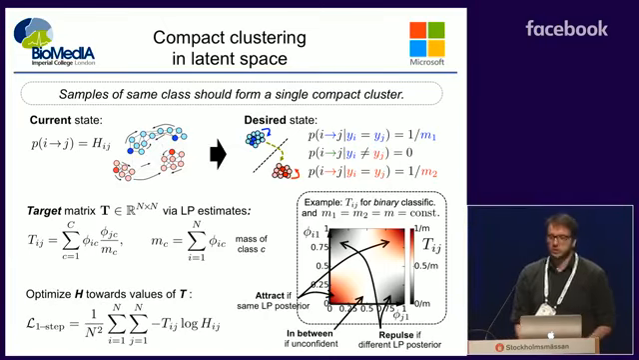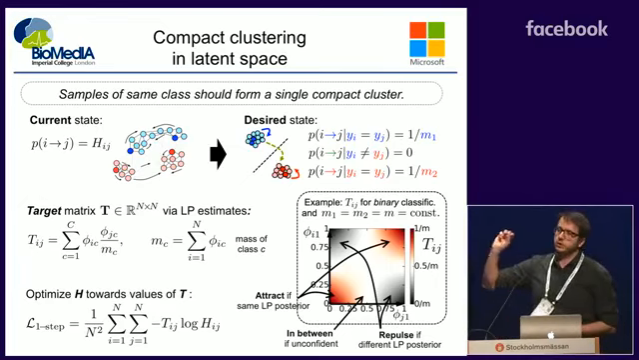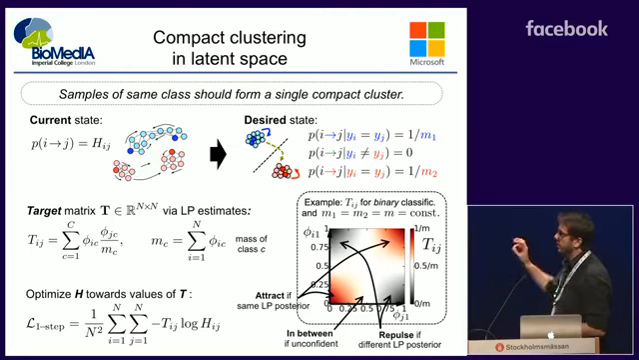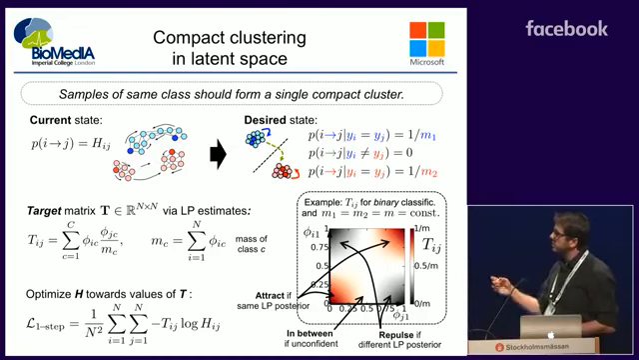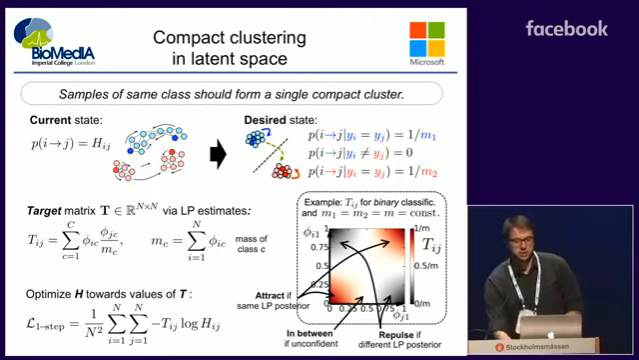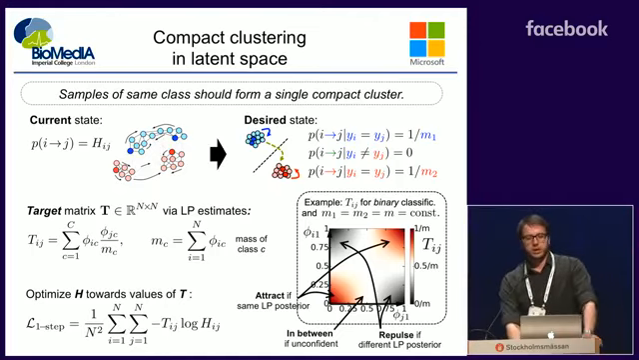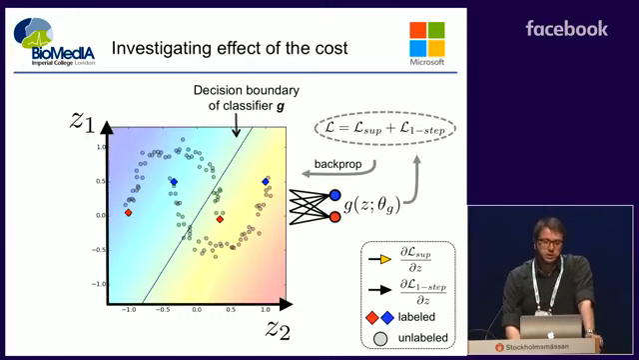And using that, we're going to use a cross-entropy term that says that H should start looking like T, okay? As in, the current transition matrix should look like the target matrix. Essentially, what it's going to do is attract samples whose label propagation estimates match, and repulse the ones whose estimates don't. And unconfident samples will be in between.